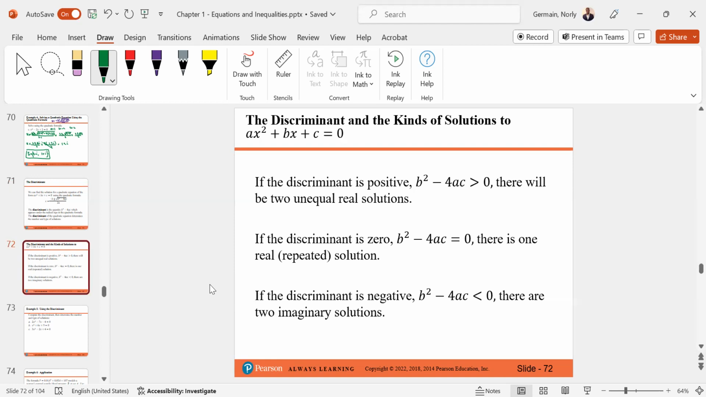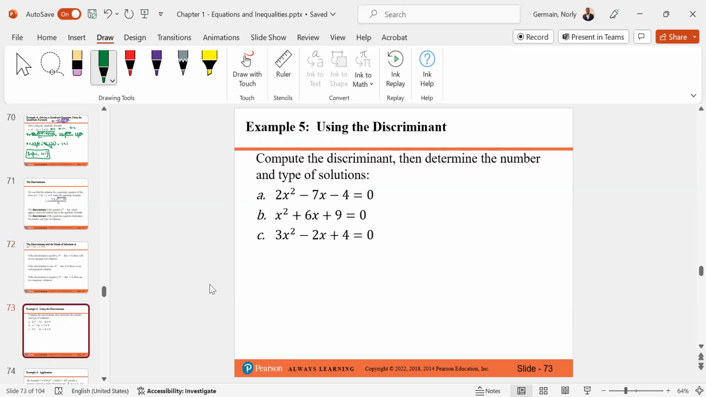If the discriminant is 0, there is only one real solution. If the discriminant b squared minus 4ac is negative, then there are two imaginary or complex solutions. Okay, so we're going to have two imaginary or complex solutions depending on what we have. Let's look at that closer with examples. We can have some examples in this case.